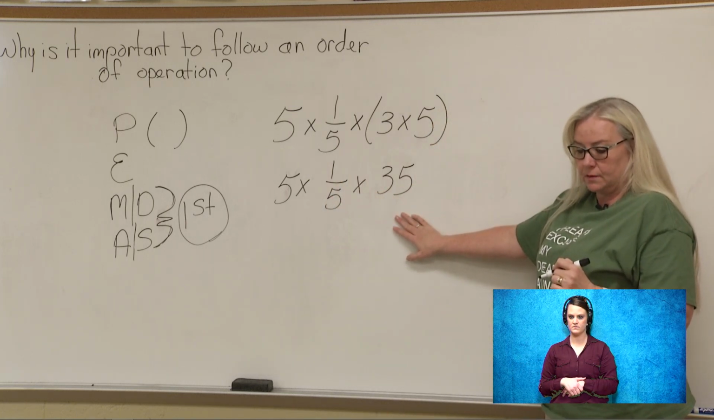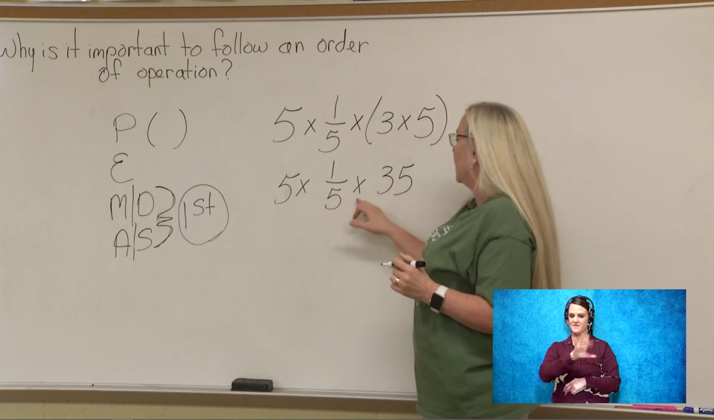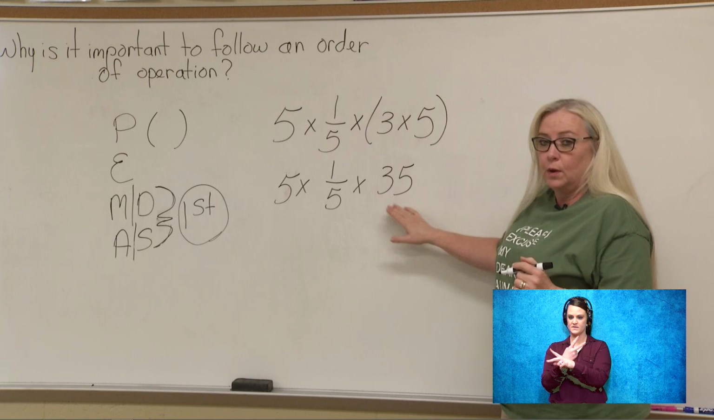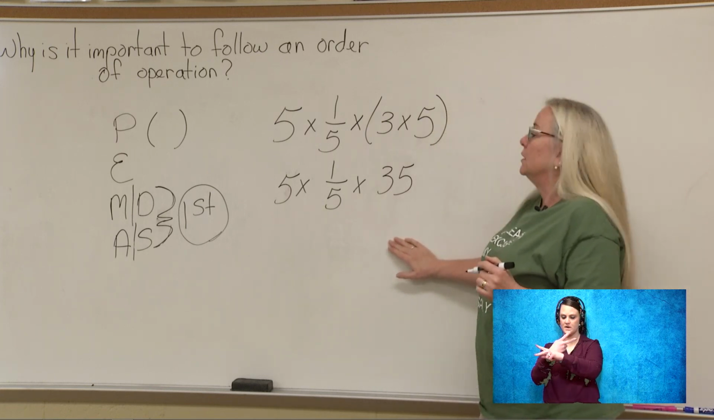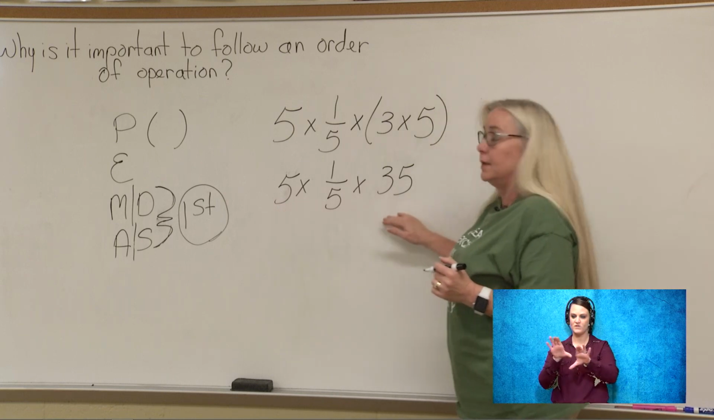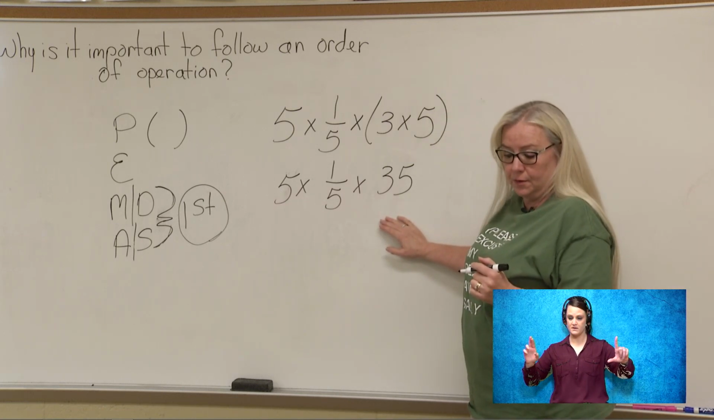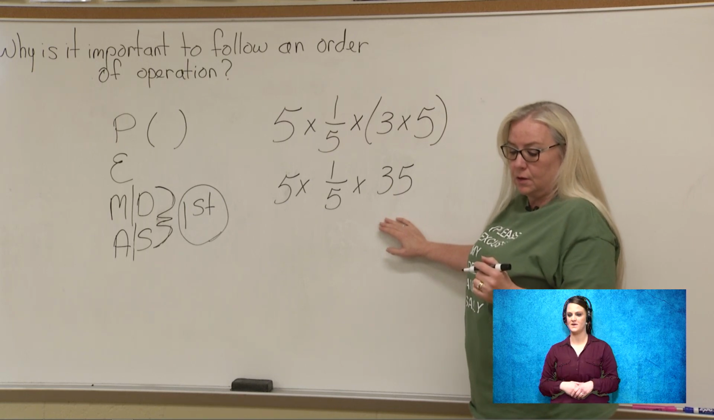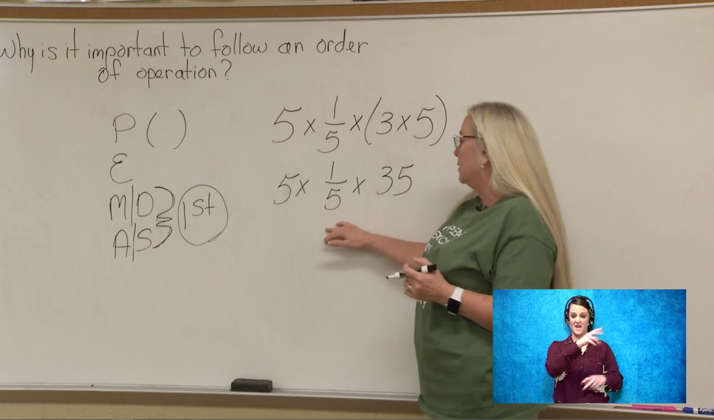Now what's next? We have 5 times 1/5 times 15. We have all multiplication. What do we see next? We have to do it from left to right, don't we? Yes, we do. Okay, so what do we do now? 5 times 1/5.